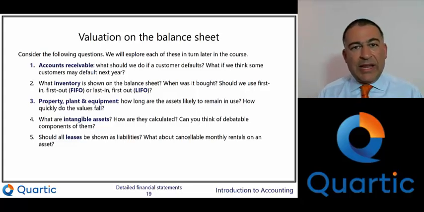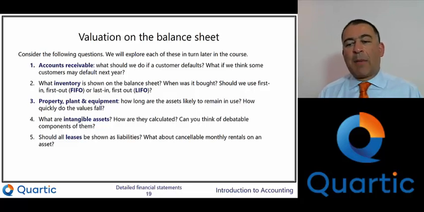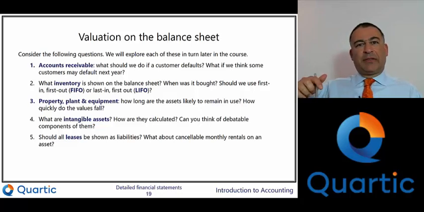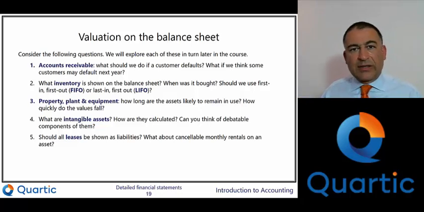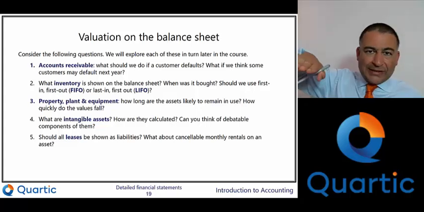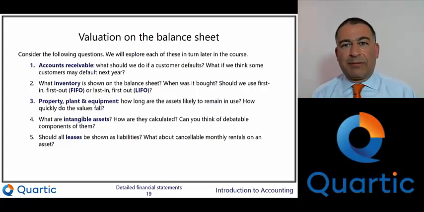So how long will each asset remain in use? How quickly do the values fall? Now, with the example we did, we said it goes from $1,000 down to 0 in 4 years. I gave another example where we bought a machine for $10,000 and that drops in 10 equal decreases down to 0 over 10 years.